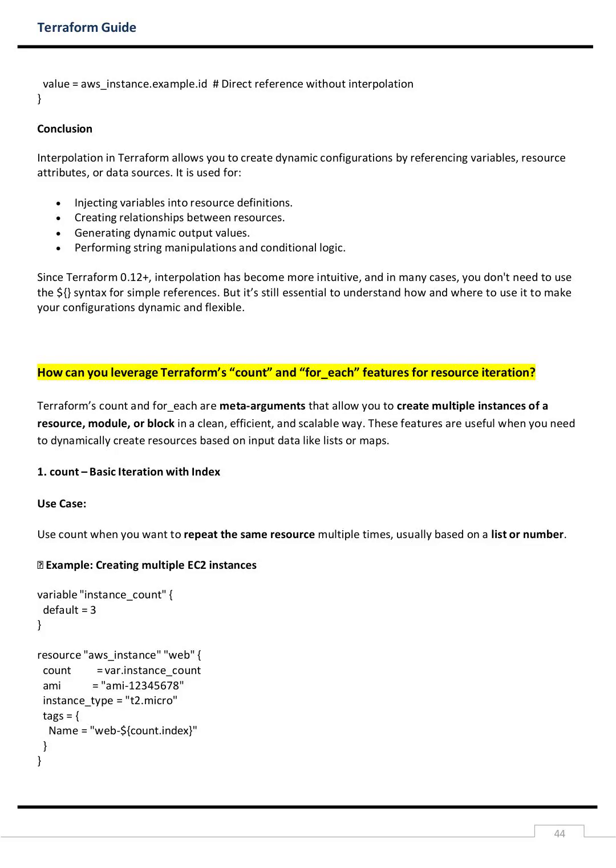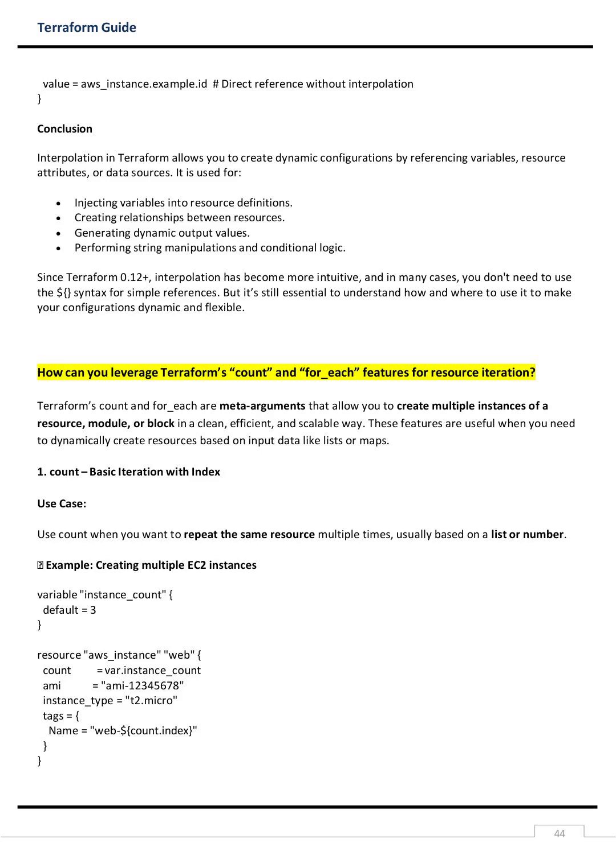How can you leverage Terraform's count and for_each features for resource iteration? Terraform's count and for_each are meta-arguments that allow you to create multiple instances of a resource, module, or block in a clean, efficient, and scalable way.